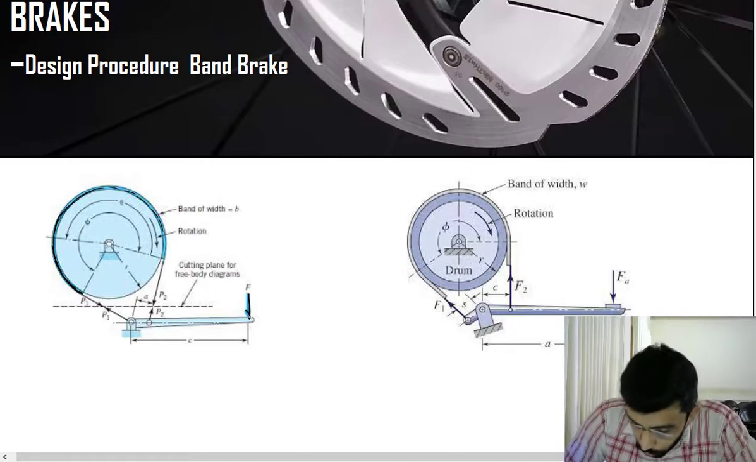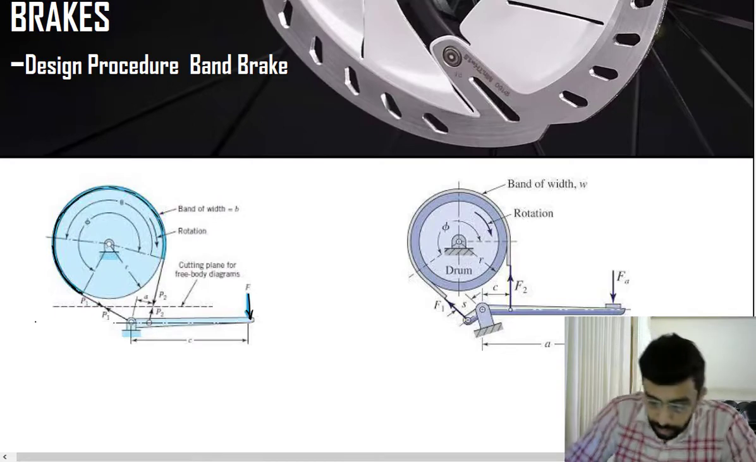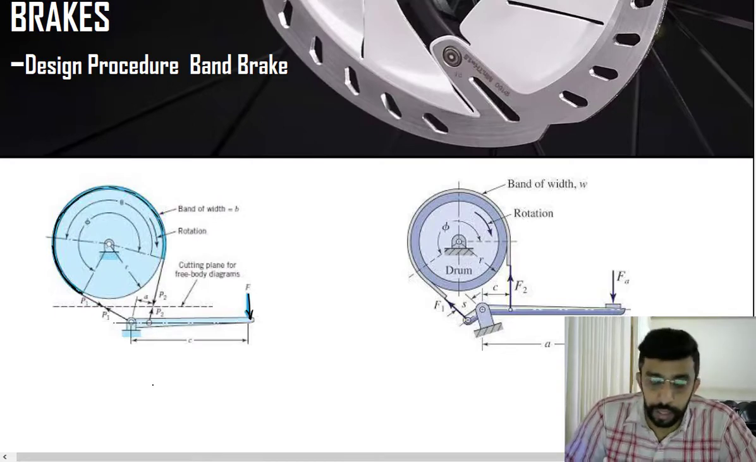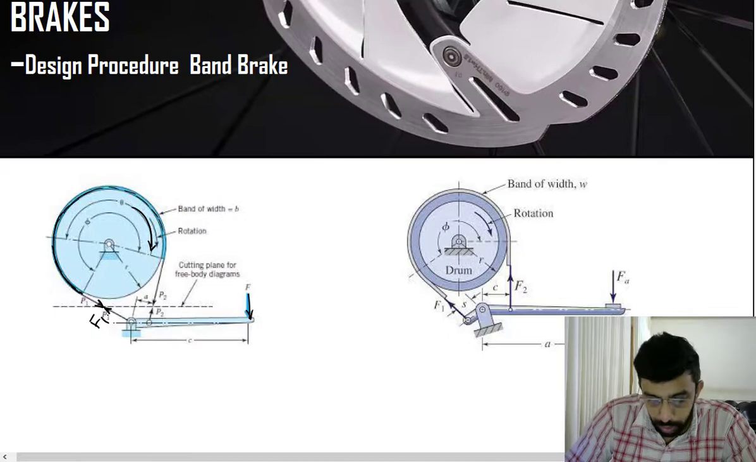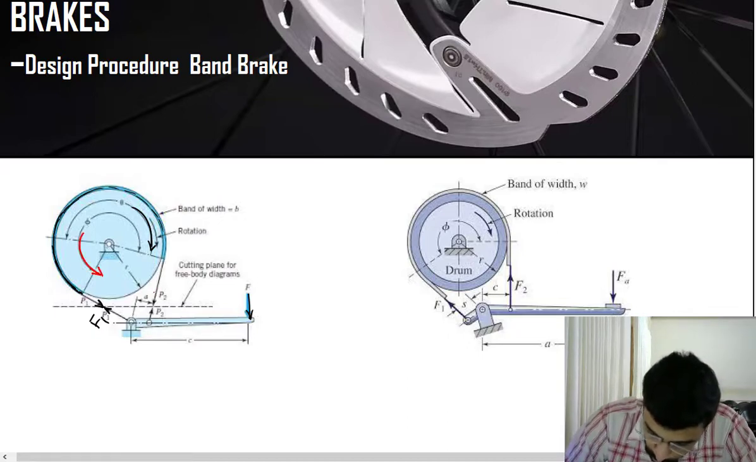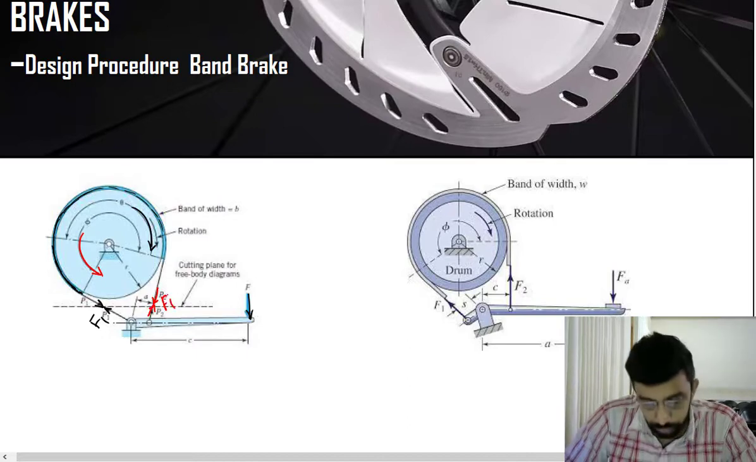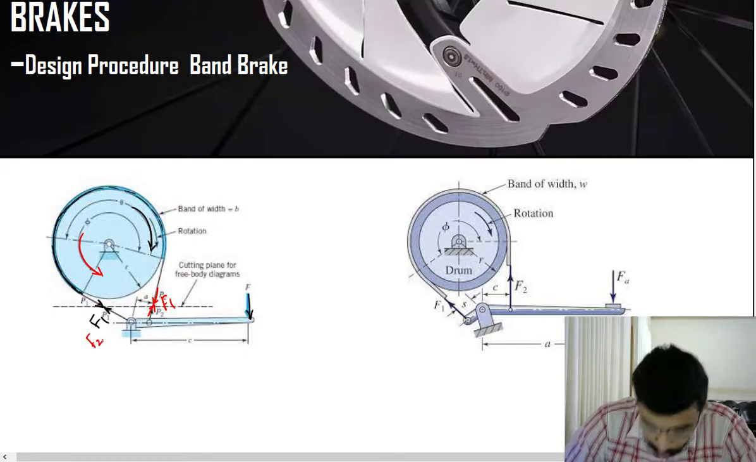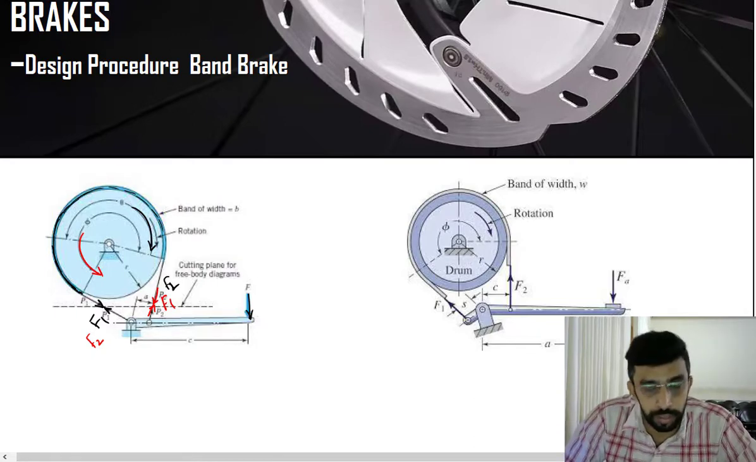When you apply a force here, it is going to get tightened, tightening the brake drum. If it is a clockwise rotation, this is going to be the tight side, say F1. For anti-clockwise rotation, the F1 and F2 sides are interchanged. That's a very simple thing.